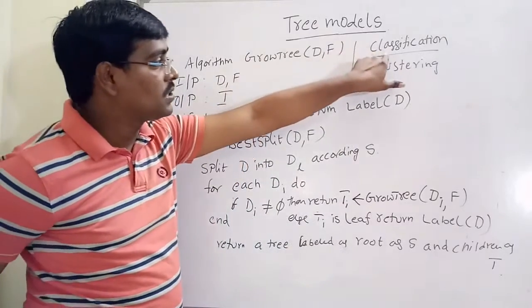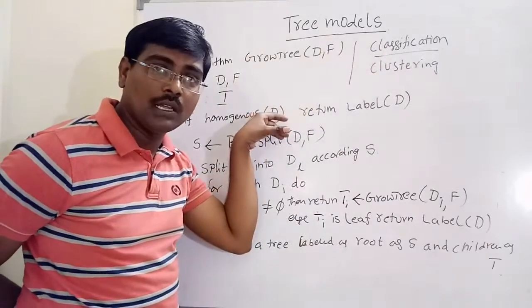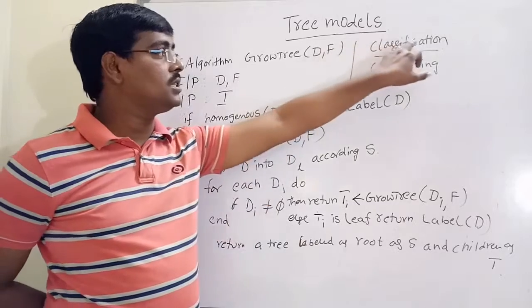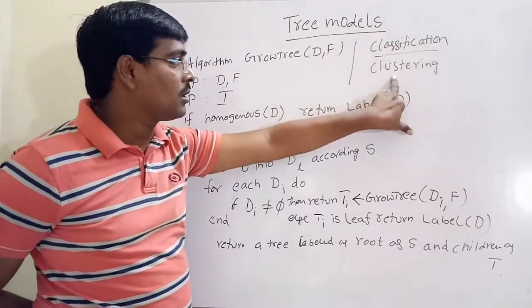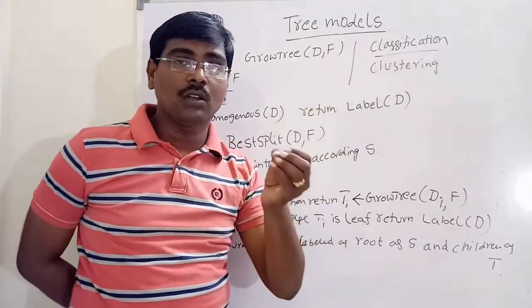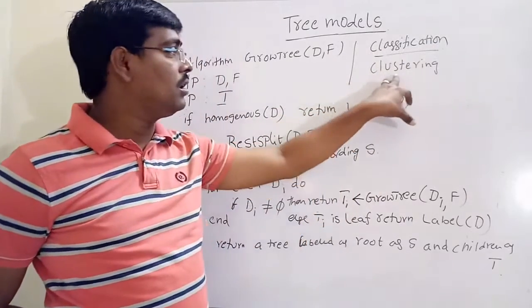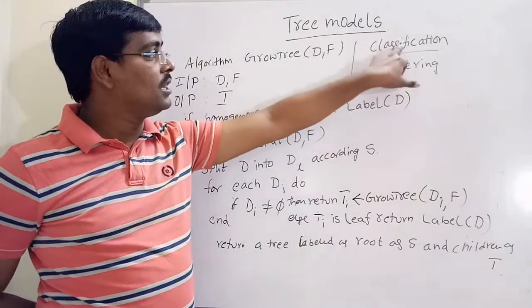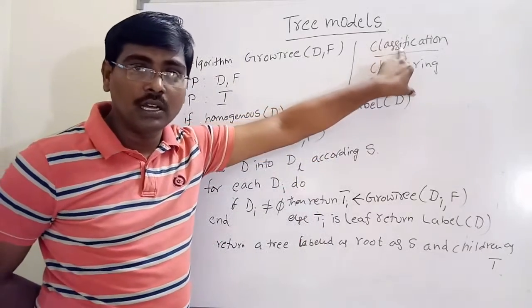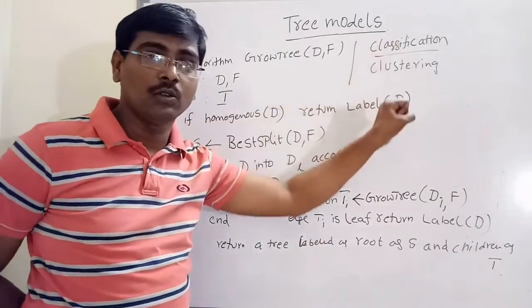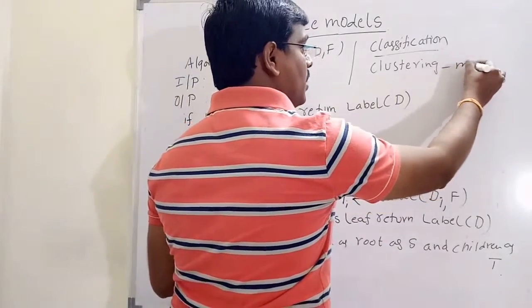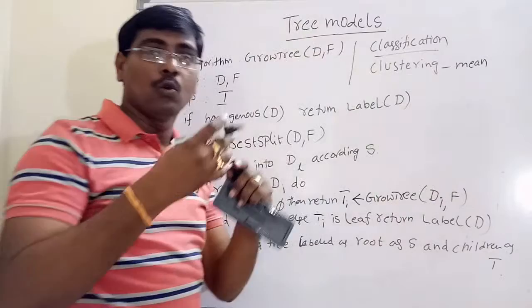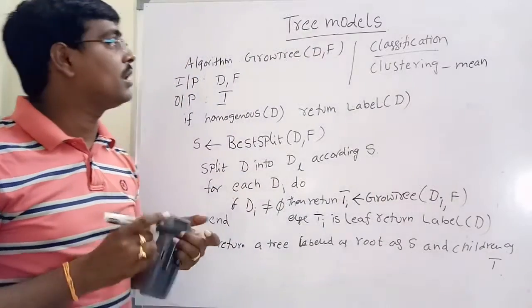In classification, what do we mean by homogeneous? The set of instances that belong to the same class are homogeneous. In clustering, the set of instances that are close to one another are called homogeneous. In classification we use the majority class, but in clustering we use the exemplar mean. Based on the mean, we calculate the closeness of one instance to another instance.